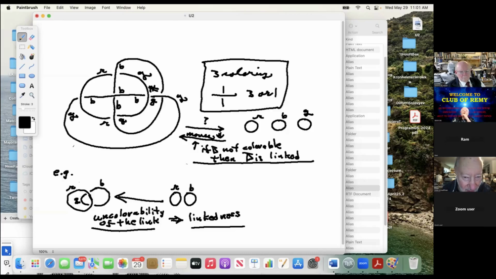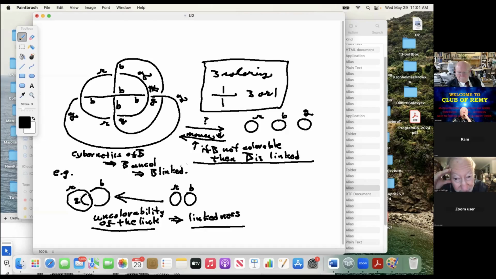So the cybernetics, in the sense of first order cybernetics, I suppose, the cybernetics of B implies that B is uncolorable, implies that B is linked. So sometimes a little combinatorial game like this coloring game can get you some very subtle things, and it does in this case. It turns out that you can go quite a long way doing various things about knots and links just with the three coloring.